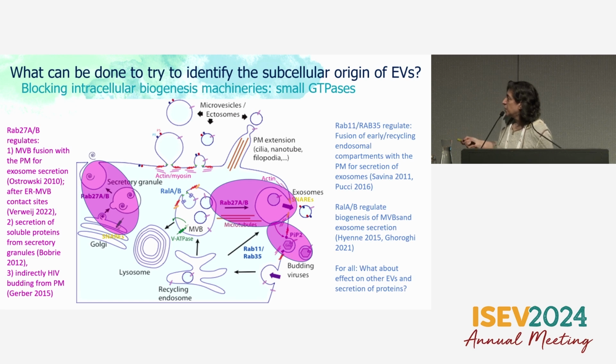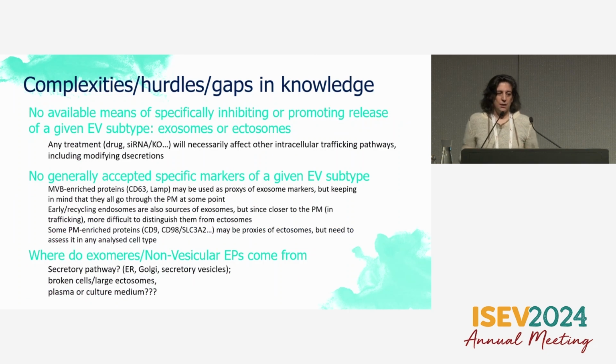And for all these studies, I think it's important to ask whether they are specific to exosomes or whether they are doing other things to other EVs. So to summarize, there is really no means to specifically inhibit or promote the release of a given subtype of EVs, either exosomes or ectosomes, and any treatment will eventually have direct or indirect effects on other pathways.